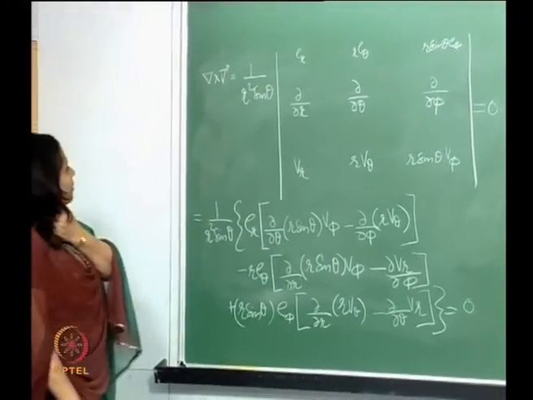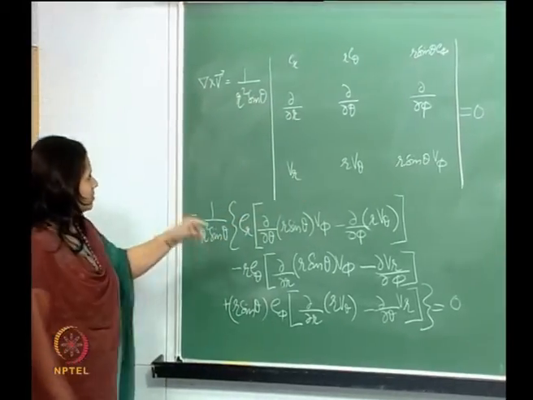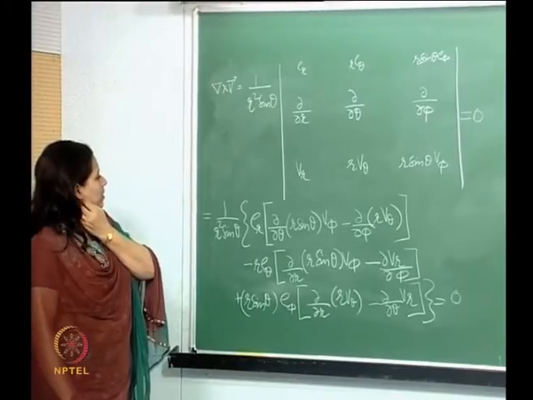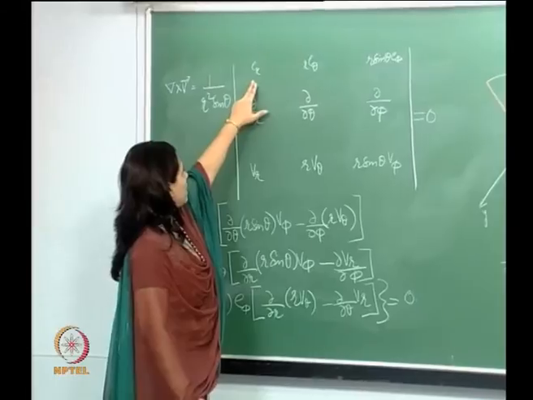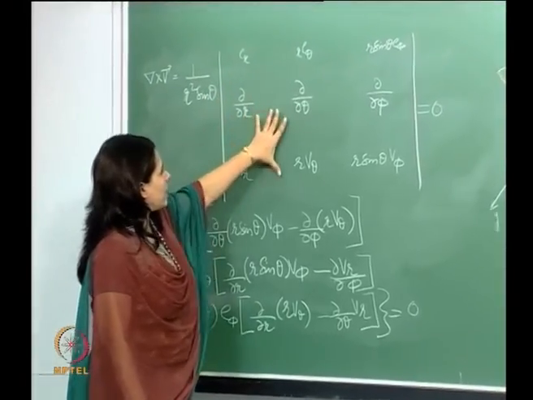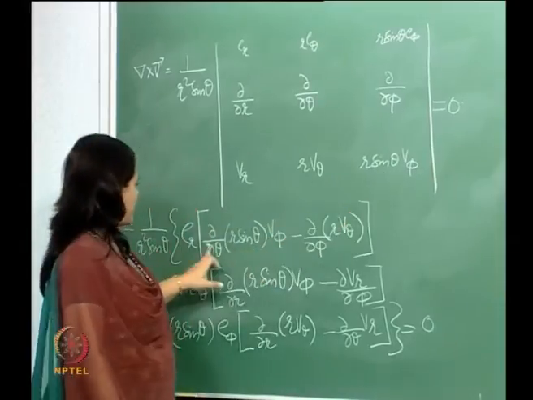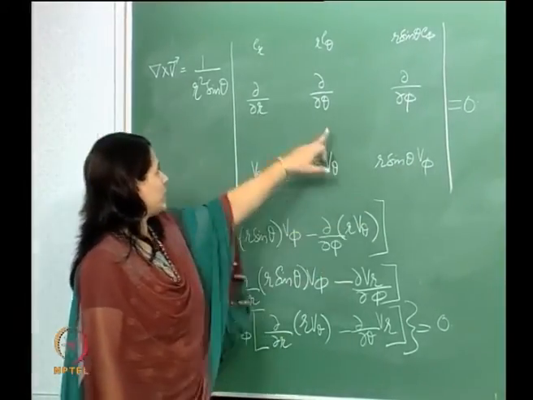Right. So, if I expand this whole thing, what I get is this. You can cross check this. Okay. You can just cross check that. Let me just do this for you. So, for the e_r component, I do this here: del theta of r sine theta v phi, which is this, minus del phi of r v theta. That is what we get.